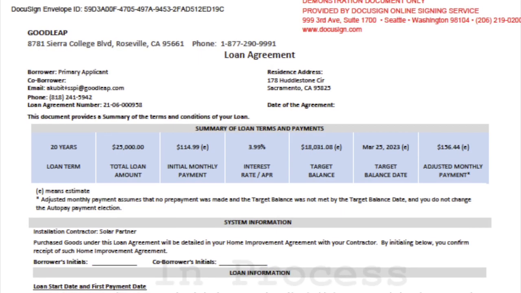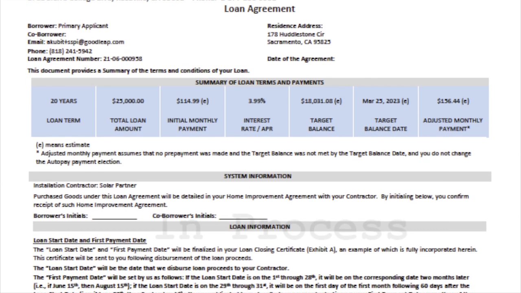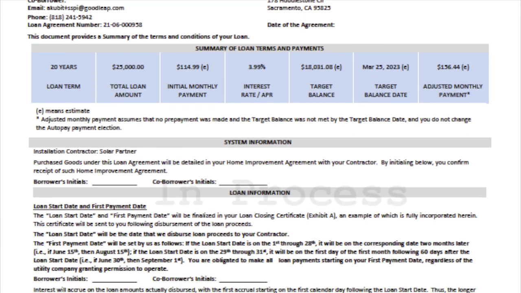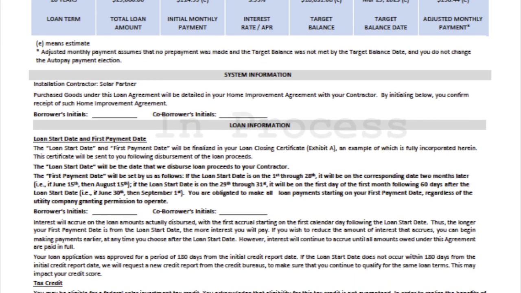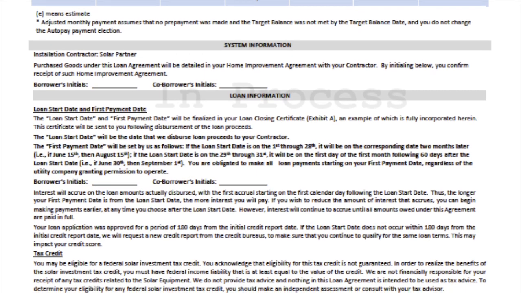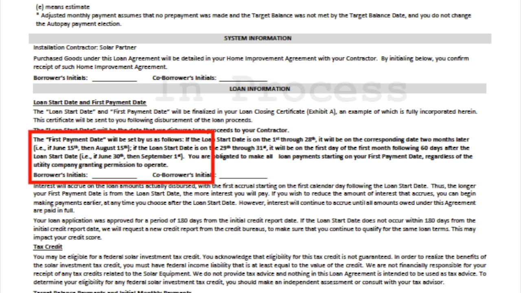So now we get into the fine print. Borrower details get listed again, same with the loan details. Then start date, we talked about that before. This clause will detail when the loan payment date starts. It just depends on when that loan is funded. We don't have to worry about this so much. You could just tell customers it's about 60 days after install is when your payment would start, and that's fine enough for most people.